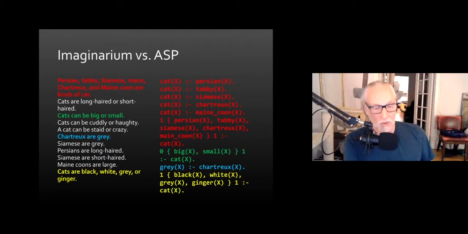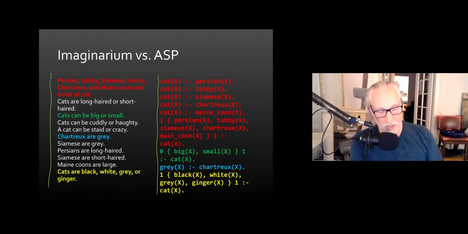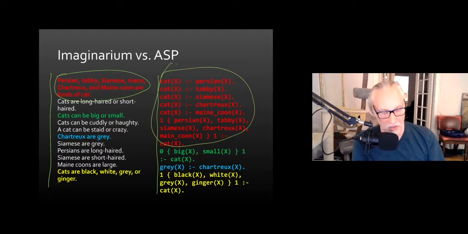Here's some example Imaginarium code, along with the equivalent code in ASP. I don't have ASP translations of everything, but this, which says a bunch of breeds are kinds of cat, corresponds to this fragment of ASP code.